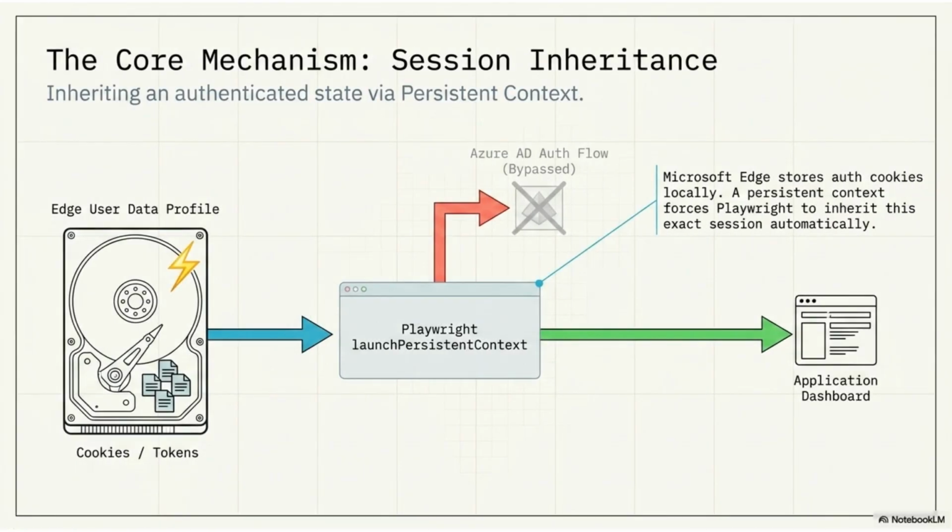The core mechanism is session inheritance via persistent context. Microsoft Edge locally stores auth cookies. Playwright's persistent context inherits this authenticated state, bypassing Azure AD.